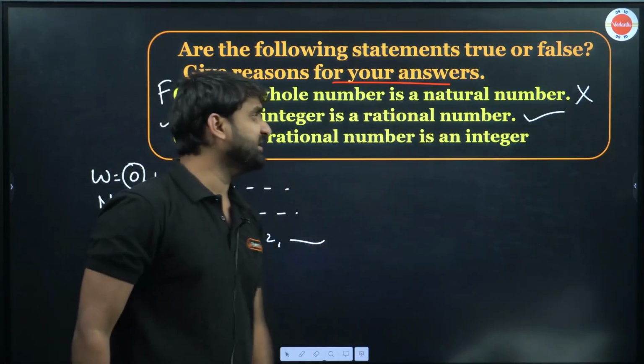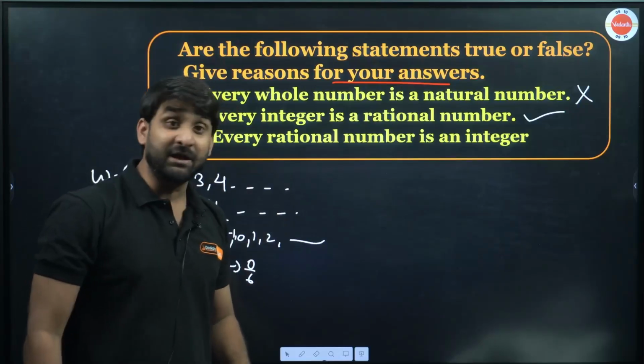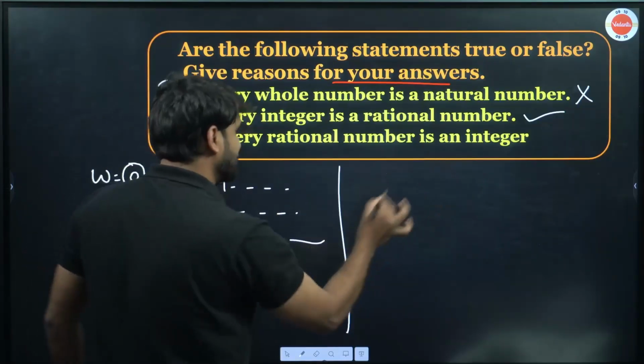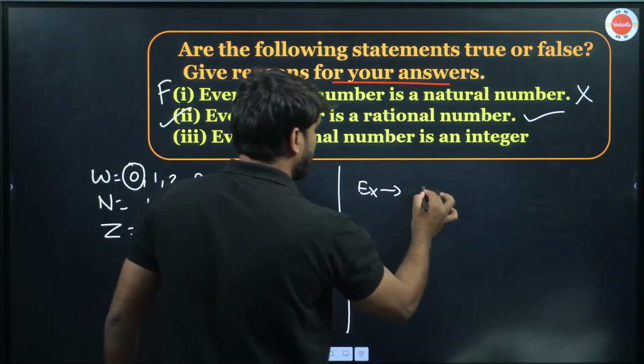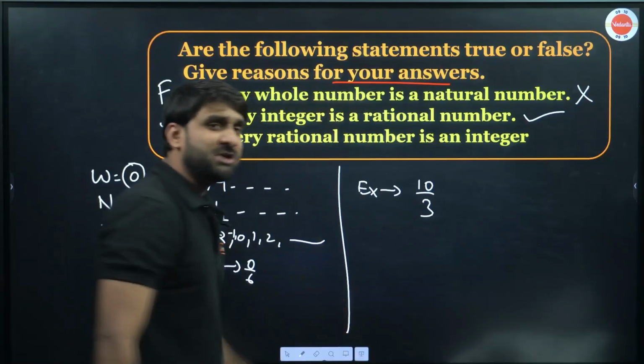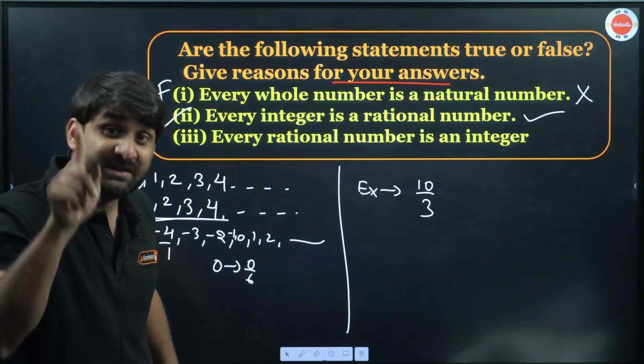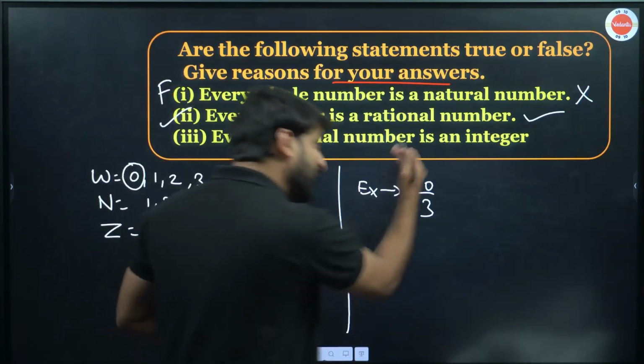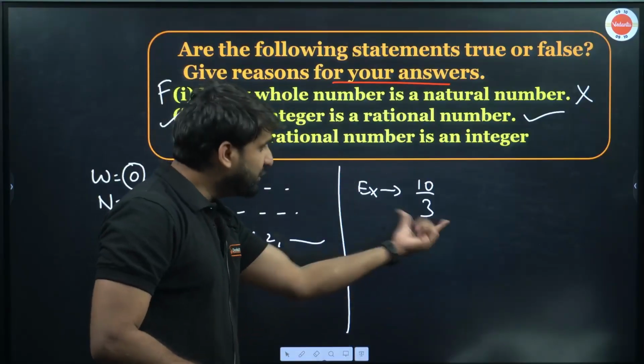Every rational number is an integer, not at all. Let me give you one example. So let me take one example, 10 by 3. So my dear champion, is 10 by 3 rational or not? Answer is yes, this is a rational number. Why? Because it is written in P by Q form, where Q is not equal to 0.